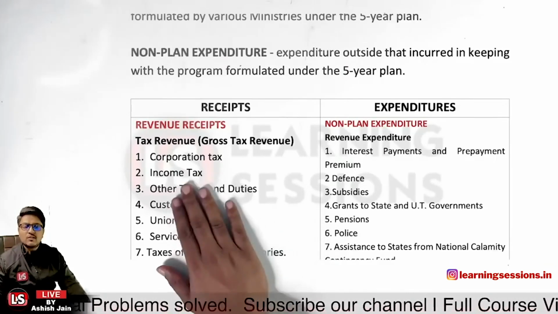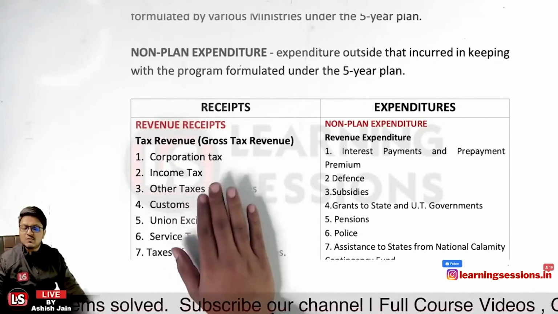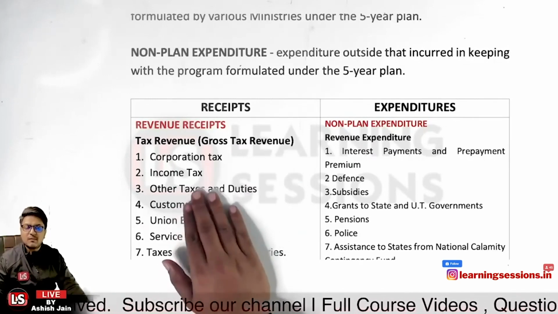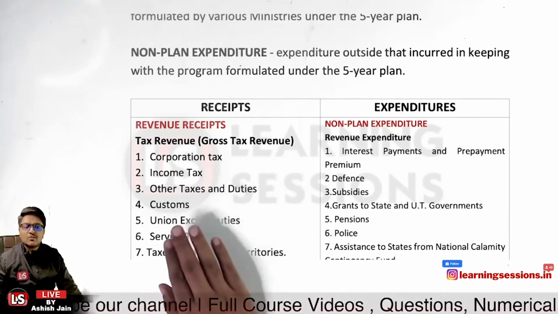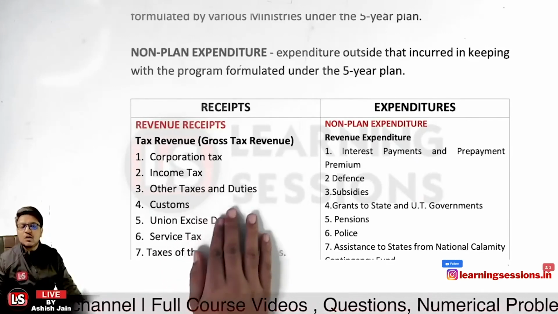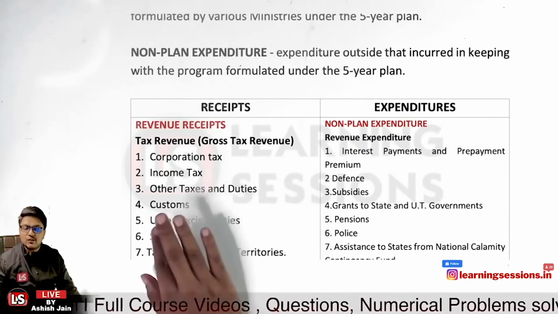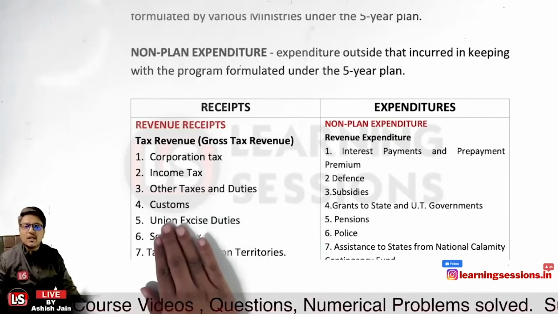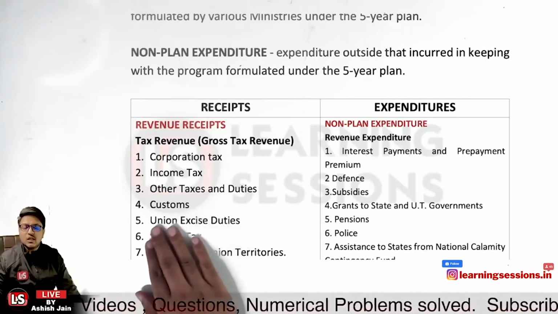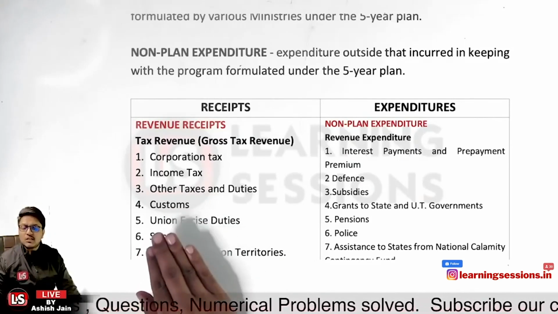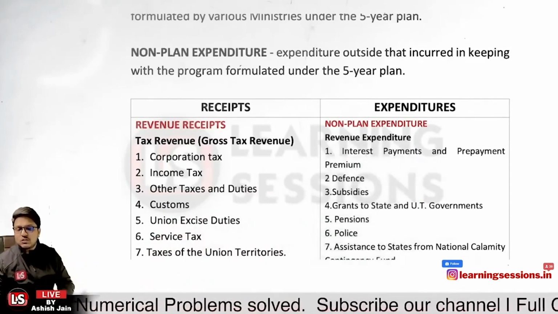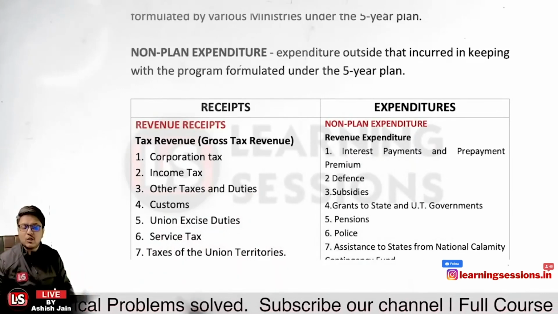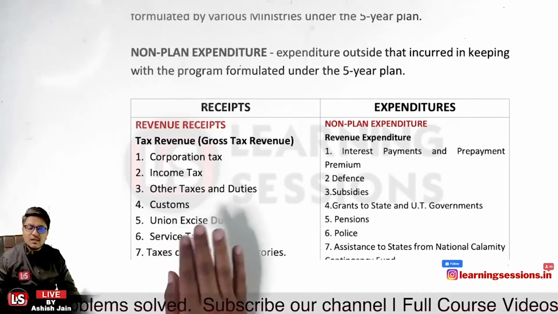So first of all, it is related to corporation tax, whatever the taxes being paid by the corporates, and income tax that is paid by the individuals, companies, HUF, on the income so earned. Further, it is related to other taxes and duties which are not otherwise specified. Then it is related to customs. So whenever taxes are to be paid on imports, exports, or related to the boundaries, whenever the goods are being exported to some other state, in that case the custom tax is basically imposed.